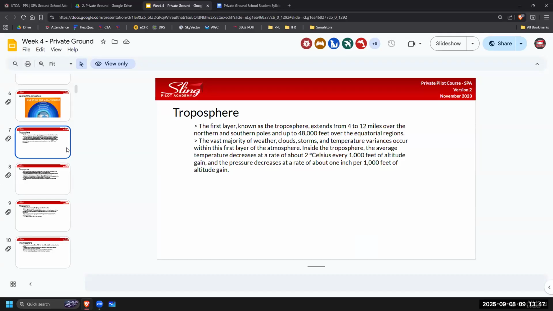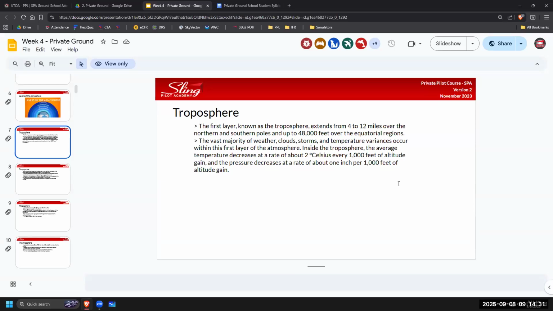And I'll go to the next slide so you can write this stuff down if you want to, but inside the troposphere, we have an average temperature decrease, which is called the average lapse rate. So for every 1,000 feet of altitude, 2 degrees Celsius is decreased. This is called the standard lapse rate. I'm going to repeat it again because you are going to have to write it down at some point. Every 1,000 feet of altitude decreases 2 degrees Celsius. So we're decreasing temperature as we increase altitude.